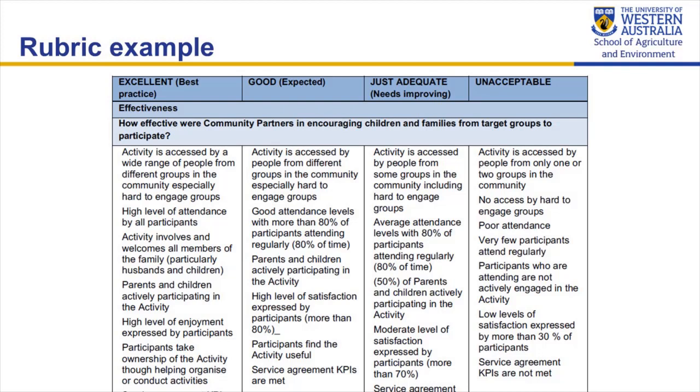On the left, how do I tell whether this project is excellent, good, just average, or unacceptable? And there's a whole series of different questions that are asked, and you're going to score it on that range for each of them. I've only shown one question here. The question is, how effective were community partners in encouraging children and families from target groups to participate in some program? And they've got together and agreed that they're going to score the project as excellent if the activity is accessed by a wide range of people from different groups in community, especially hard to engage groups.